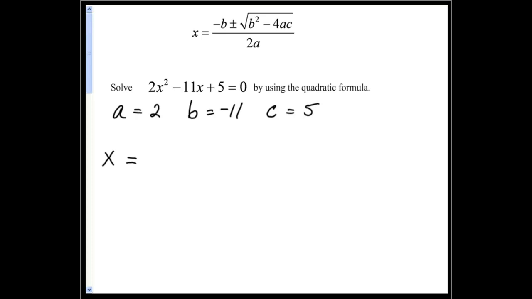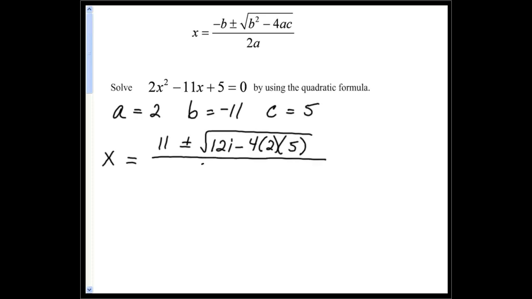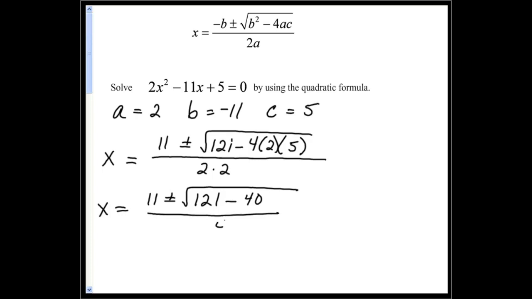So the opposite of b will have 11 plus or minus the square root of b squared, which will be 121, minus 4 times a, which is 2, times c, which is 5, and this is all over 2a, or 2 times 2. So as we continue to simplify, we'll have 11 plus or minus 121 minus 4 times 2 times 5, which is 40, all over 4. We have 11 plus or minus, all right, 121 minus 40 is 81, all over 4.